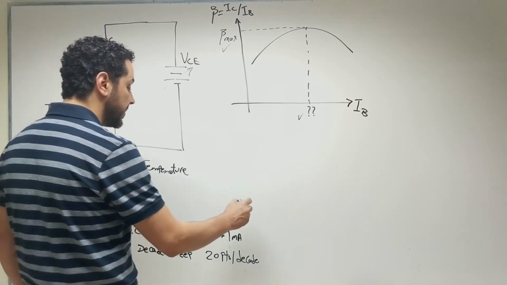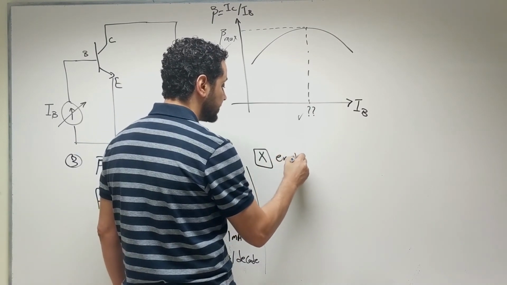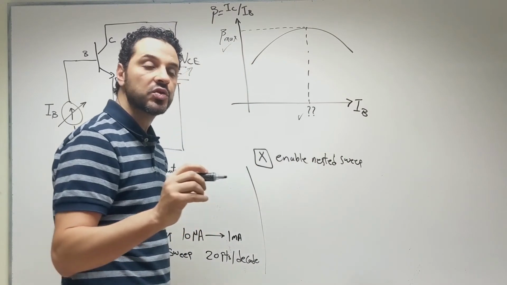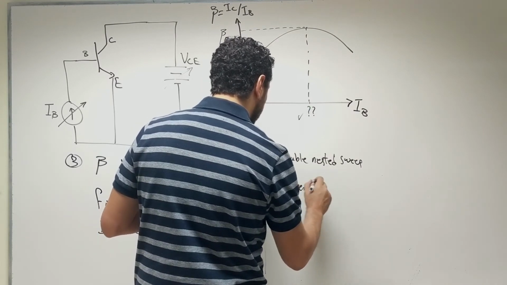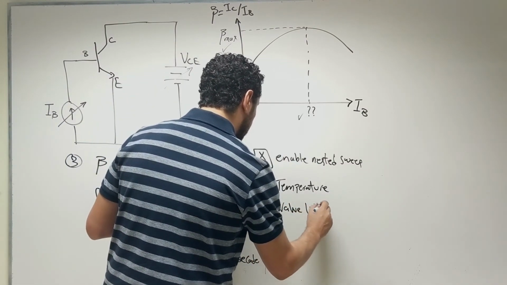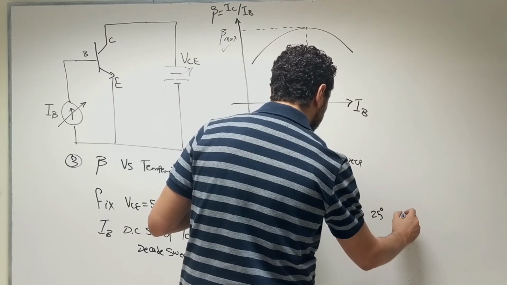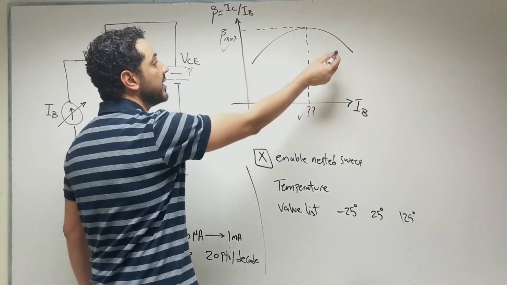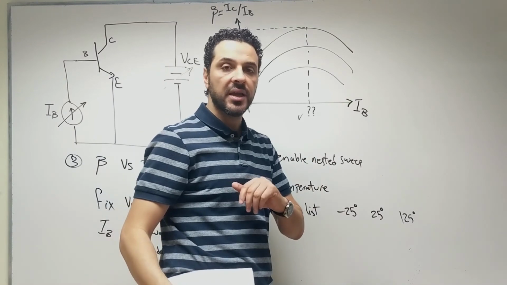We are going to do nested sweep. So we are going to check the box marked enable nested sweep, and inside the settings of the nested sweep, you are going to choose temperature, and you change the temperature for 3 values. You are going to choose from the value list the temperature to be negative 25 degrees, 25 degrees, and 125 degrees. When you do the nested sweep, you expect to see, instead of one curve only, 3 curves for the 3 different temperatures: negative 25, 25, 125.